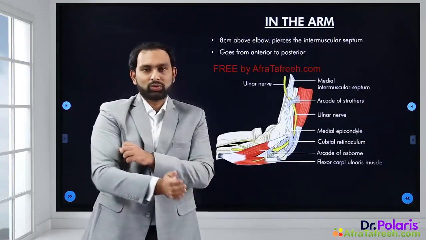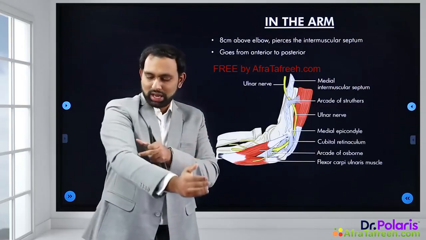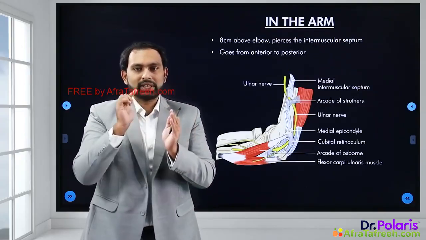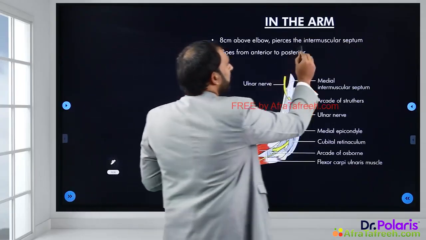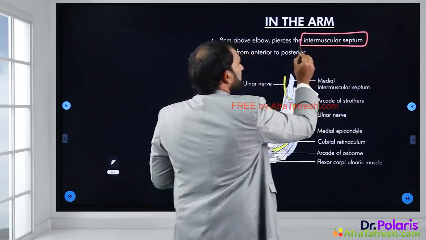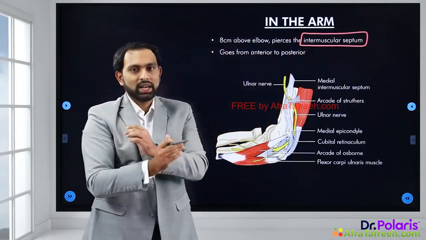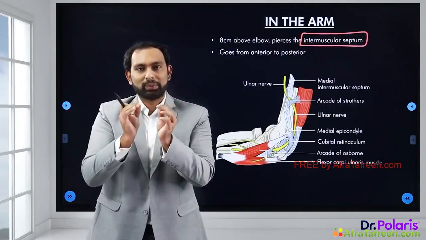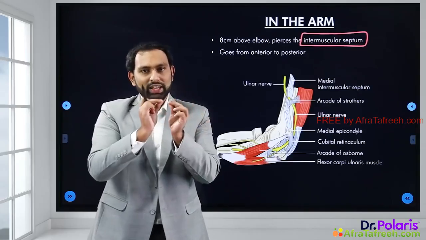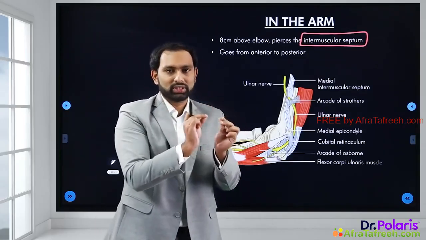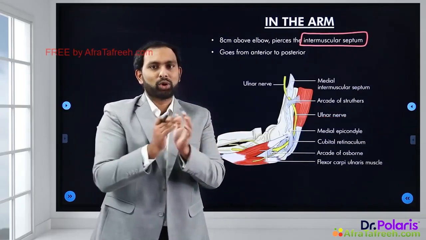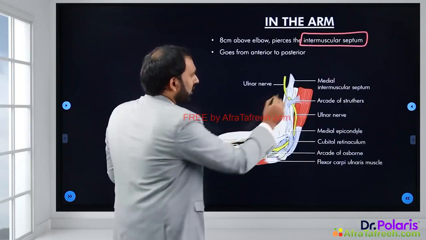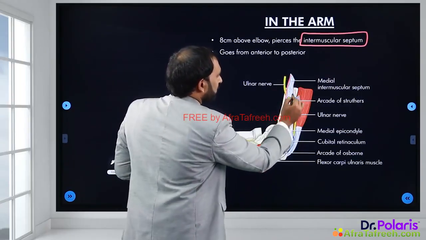After running downwards, when it arrives 8 centimeters above the elbow, after it has run medial to the humerus, it pierces a structure, and that structure is the medial intermuscular septum. So we know that it arises from the inferior trunk, and after coming out near the axilla, it runs along with the brachial artery, in very close proximity to the medial border of the humerus. When it arrives 8 centimeters above the elbow joint, at that point it pierces the intermuscular septum. You can see here, this is the medial intermuscular septum.